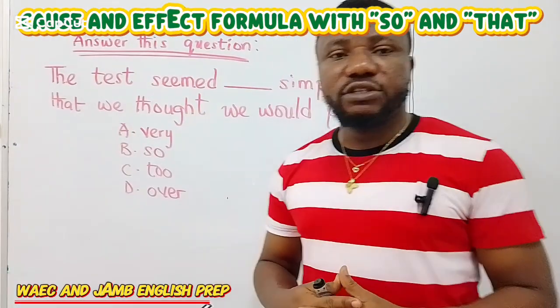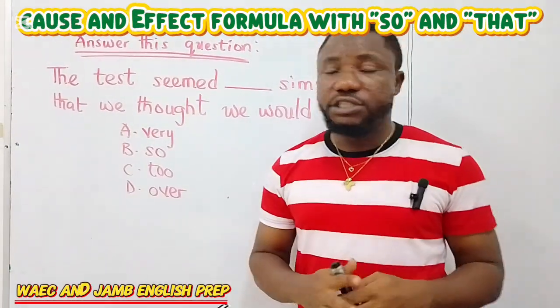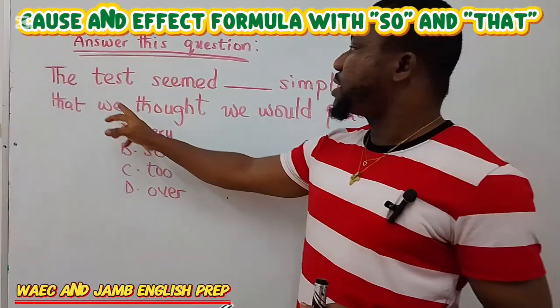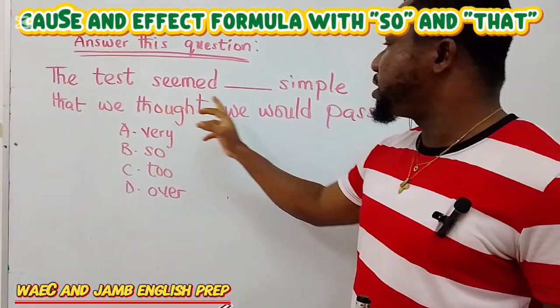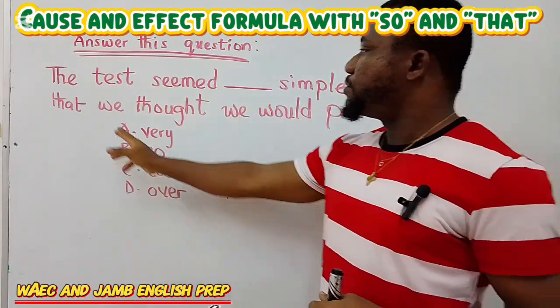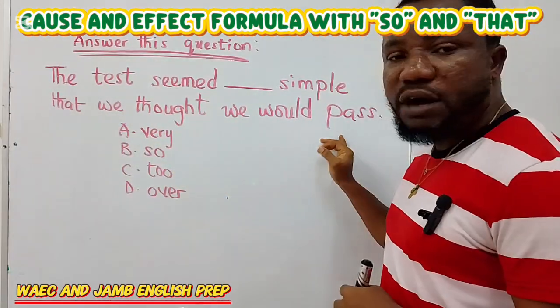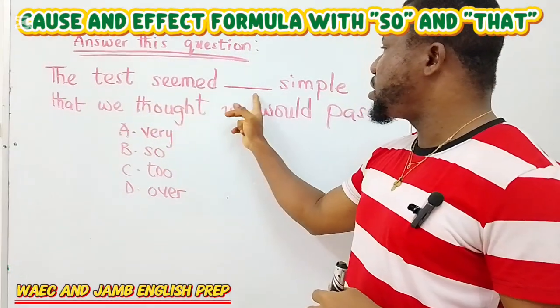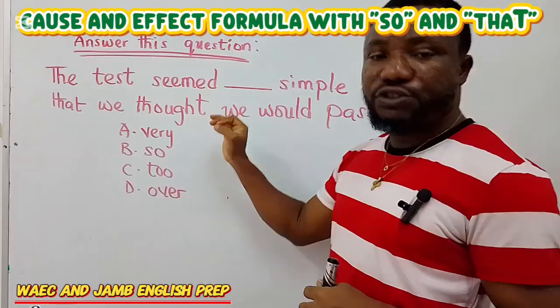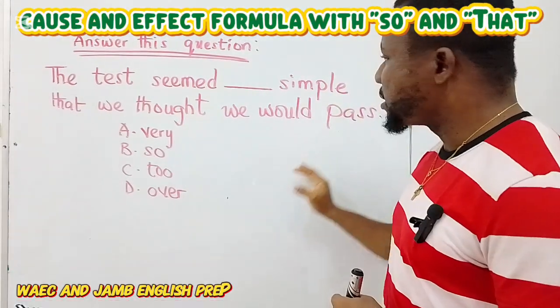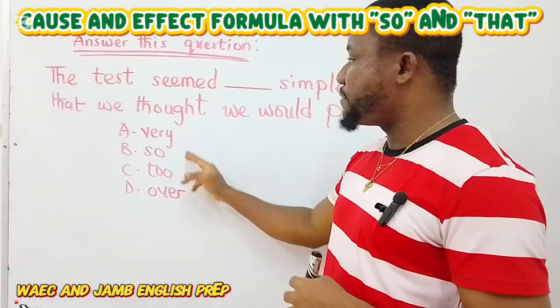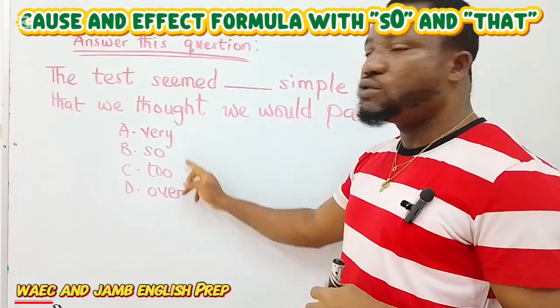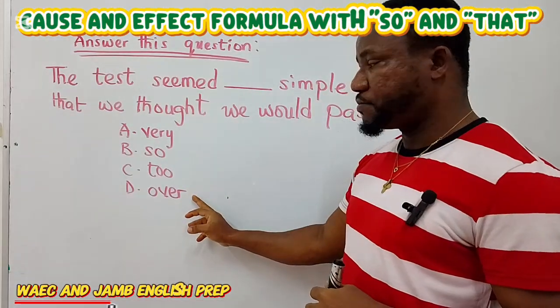Let's answer this question on cause and effect in the English language. The question is: "The test seemed dash simple that we thought we would pass." I'll take that again: the test seemed dash simple that we thought we would pass. And we have four options to choose from: very, so, too, over.